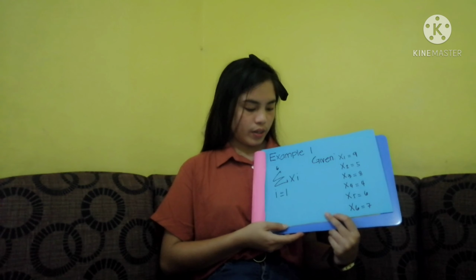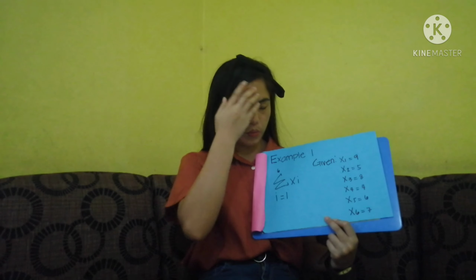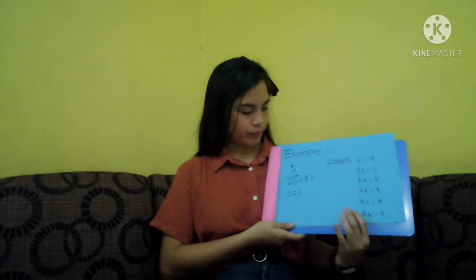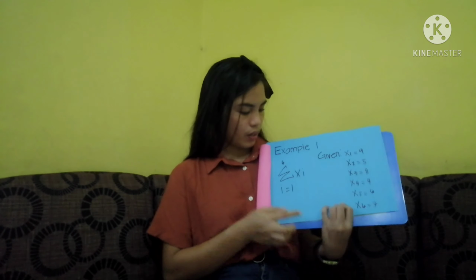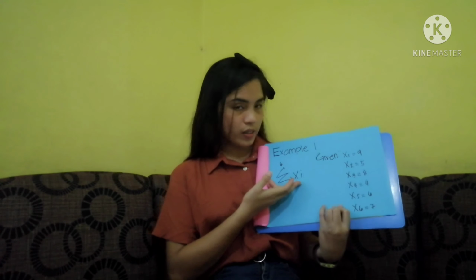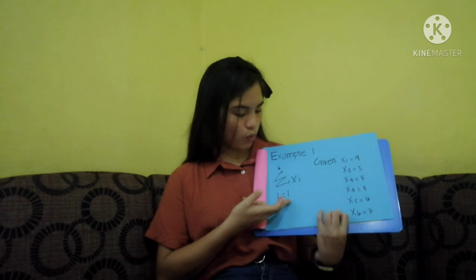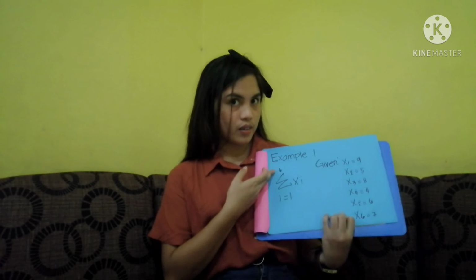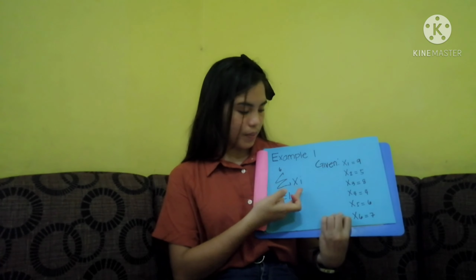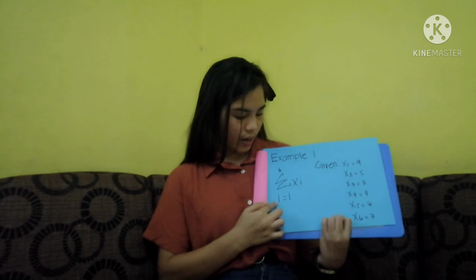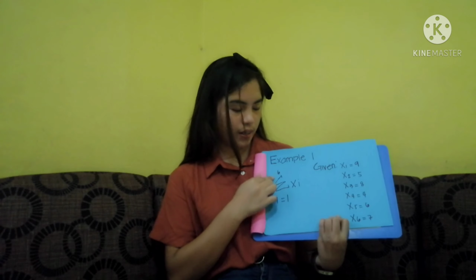So we have here a formula of example number 1. Look at here. How to read this formula? Summation of x sub i, where i ranges from 1 to 6.